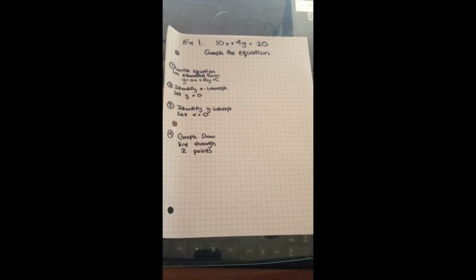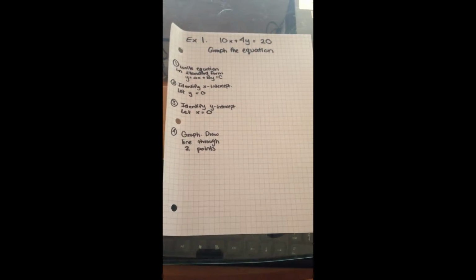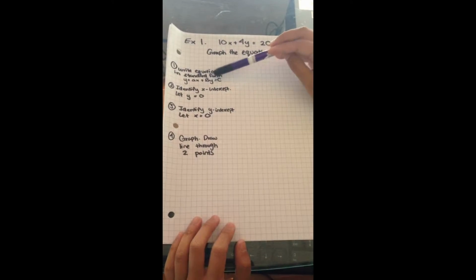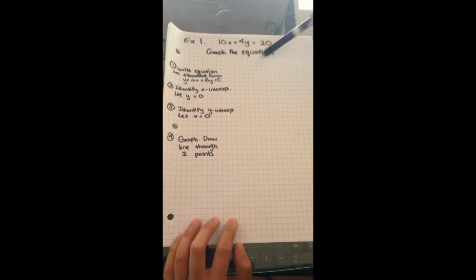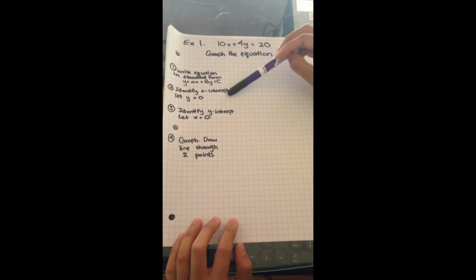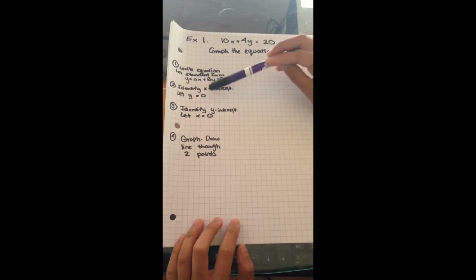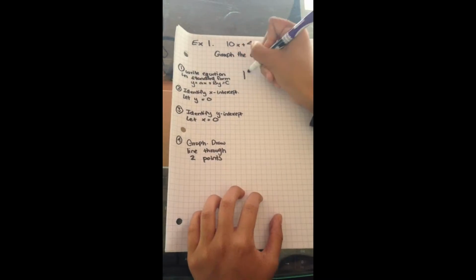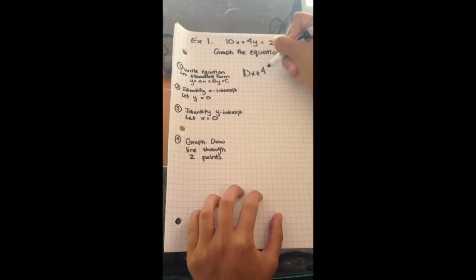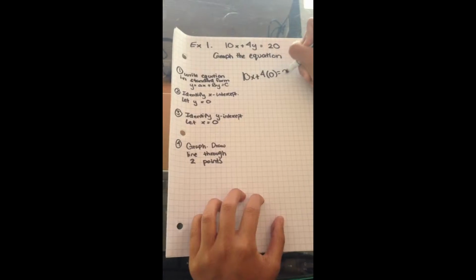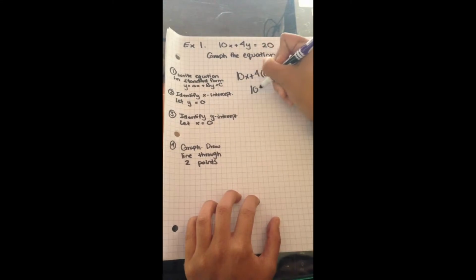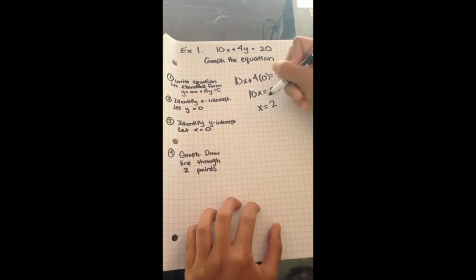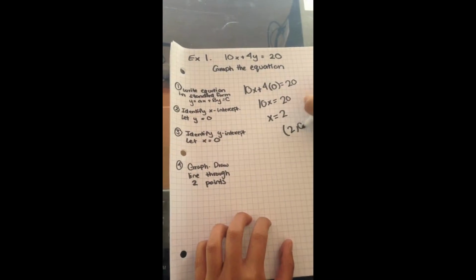Example 1, 10x plus 4y equals 20. Graph the equation. So our first step is to write the equation in standard form, ax plus by equals c. Luckily, our equation is already in standard form. So the second step, we have to identify the x-intercept. Let y equals 0. So what we're going to have to do is substitute y to 0. So it will be 10x plus 4 times 0 equals 20. And basically, it will be 10x equals 20. And x would be 2. So this is one of our points, (2, 0).